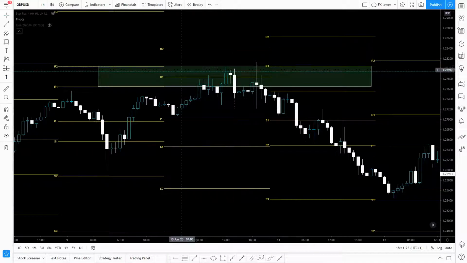So eventually, if it keeps coming up, knocking it down. So it's come up, hit the R1, rejected, doji, it's come back down, gone back up, tried to break it, did break it, but it couldn't go any further.